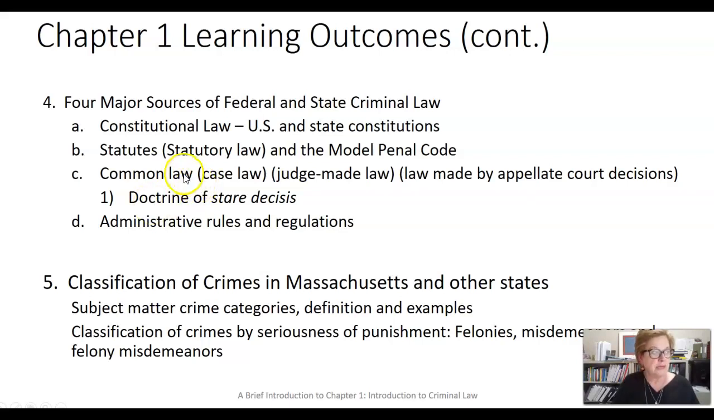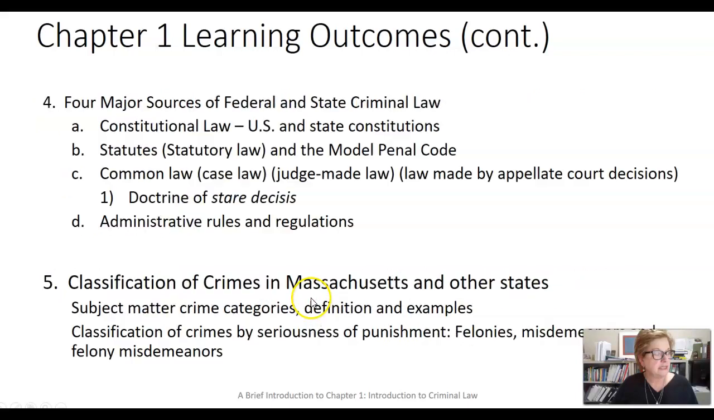The case law, the opinions rendered by an appellate court, are binding on the jurisdiction. So Massachusetts appellate court decisions are binding on the adjudication of criminal cases in the state of Massachusetts. Federal criminal law, federal common law, the appellate court decisions of the Federal Appeals Courts, the U.S. Circuit Courts of Appeals, and the United States Supreme Court bind both federal criminal cases and state criminal cases. Less important are administrative rules and regulations.